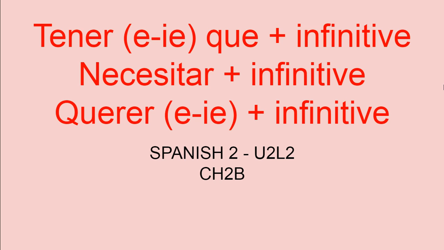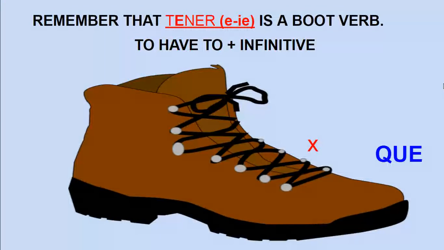Today we're going to use these three verbs, tener que, necesitar, and querer, followed by an infinitive. This works just the same way as yesterday's did with pensar plus infinitive. So the first thing we're going to do is conjugate the verb.